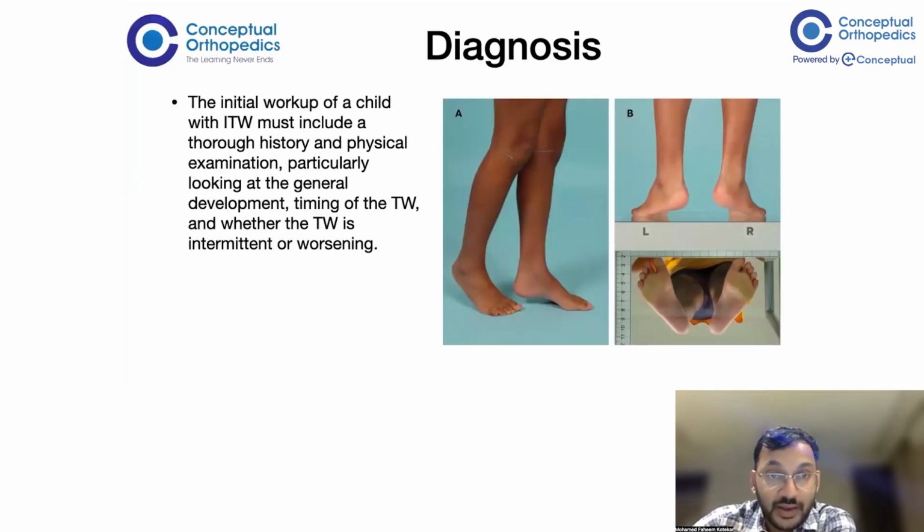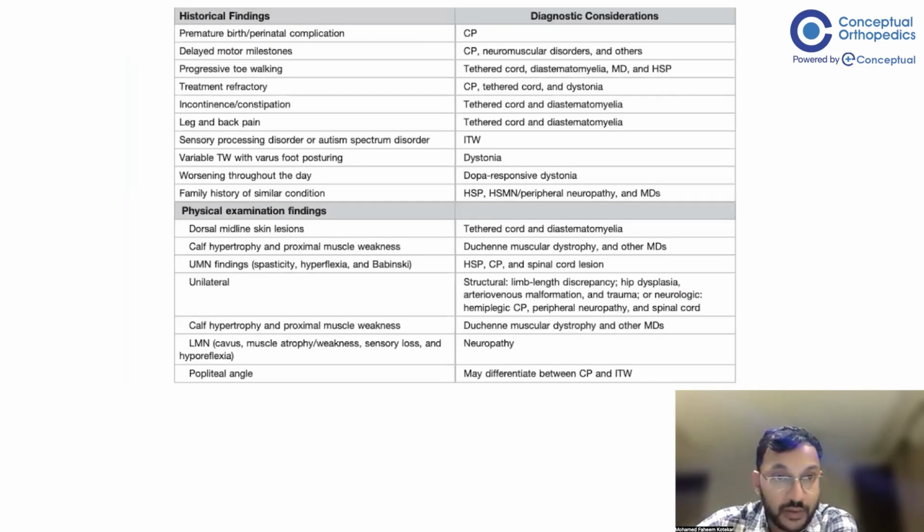Now, the initial workup of a child with idiopathic toe walking must include a thorough history, physical examination, particularly looking at the general development, when their different developments took place with regards to gross motor activities, the timing of toe walking, whether it's more in the mornings, more in the evenings, whether it gets better during the day or whether it gets worse during the day. Because all of these points give us pointers towards one or the other cause for toe walking. Now, these are the different causes of toe walking, most of which can be ruled out with a thorough history and physical examination.